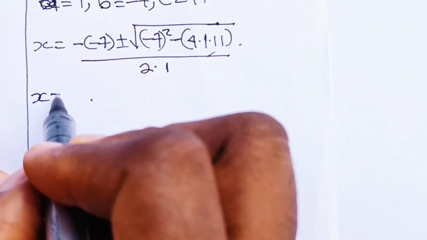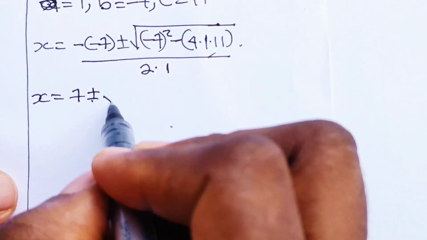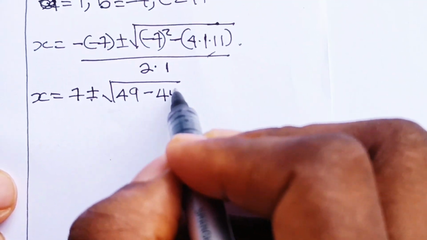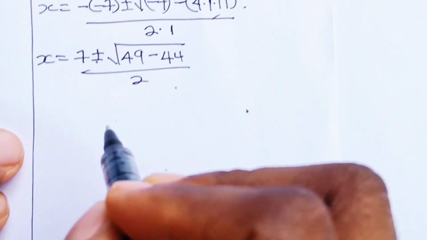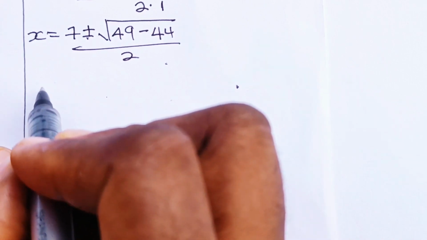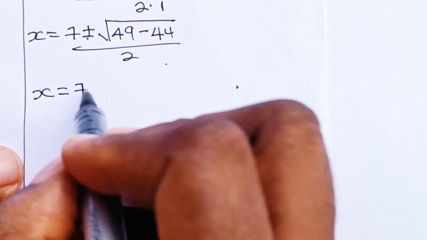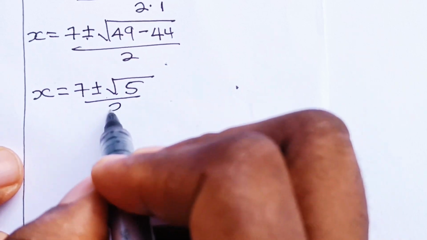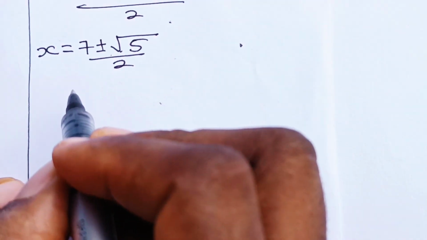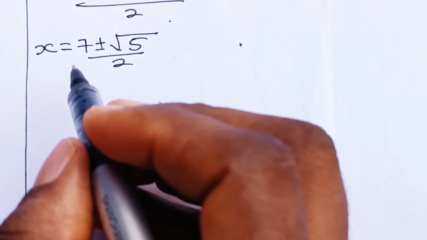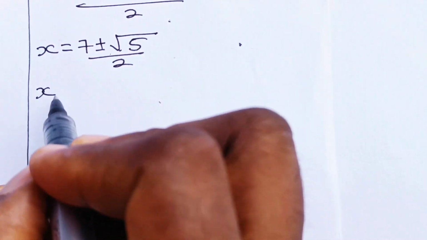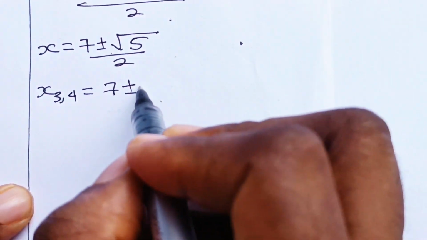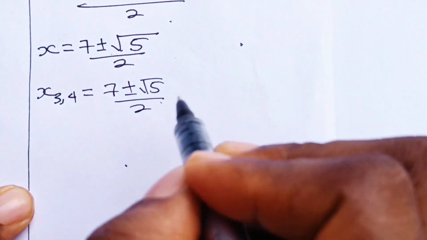So we have that x is equal to 7 plus or minus square root of 49 minus 44, divided by 2. Therefore x is equal to 7 plus or minus square root of 5, divided by 2. So that simply means that the third and the fourth values of x are equal to 7 plus or minus square root of 5 divided by 2.